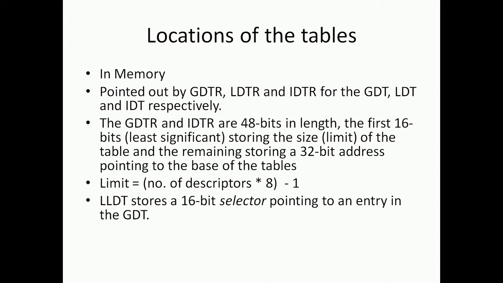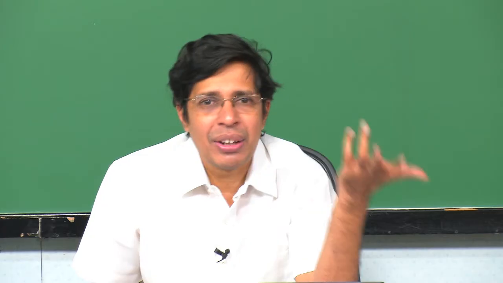So, where are these tables stored? They are actually stored in the memory, and the starting address of this is stored in GDTR, LDTR and IDTR for the GDT, LDT and IDT respectively. Now, what is stored in GDTR? We have not seen that so far.